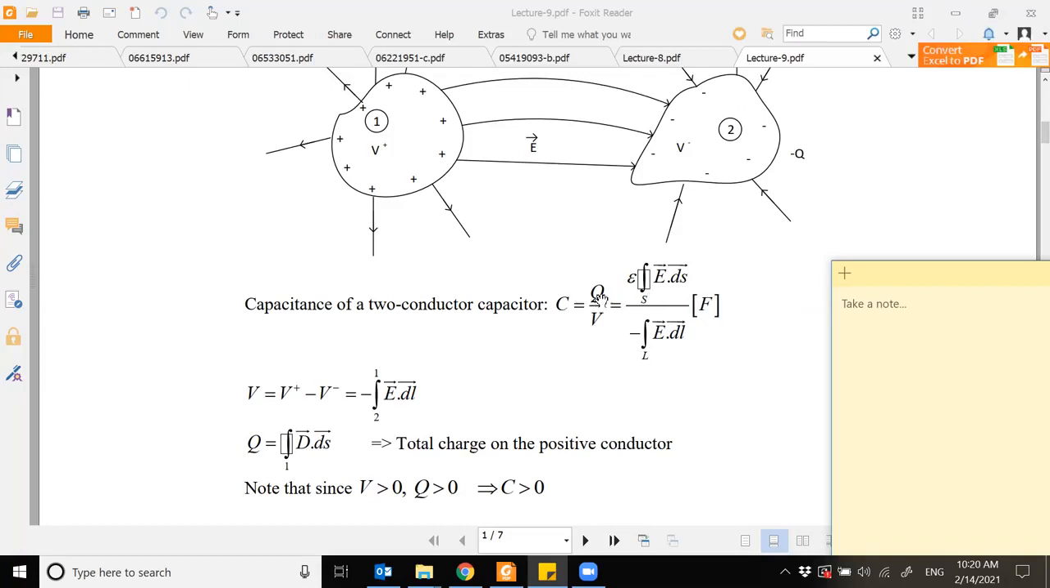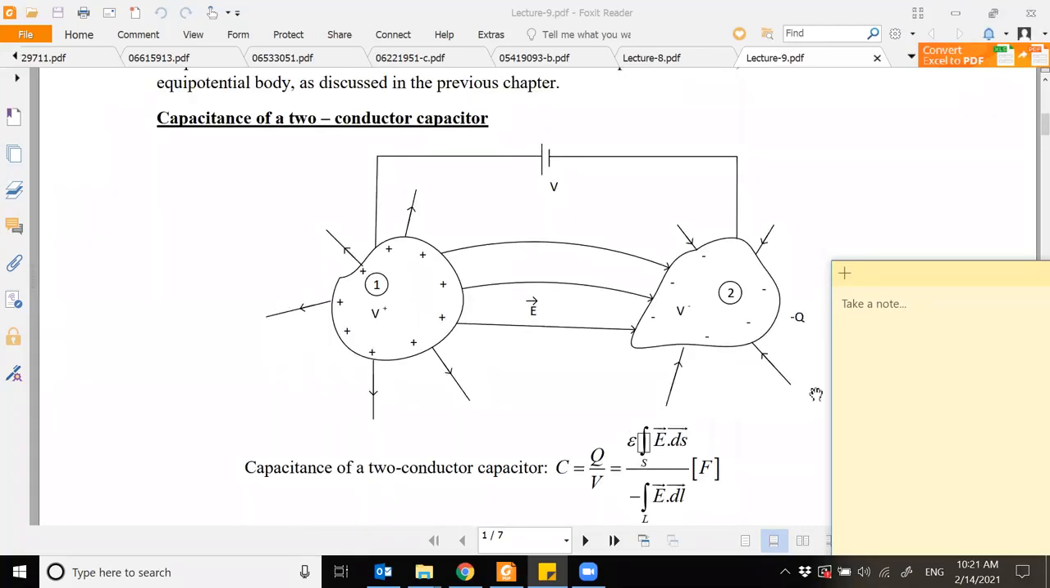Okay. So I'm replacing Q with this, and I'm replacing the potential difference with our definition, which is minus integral over L of E bar dot dl. So this is the general expression for finding the capacitance of any type of two-conductor capacitor. That's why I'm putting it as a generalized one. They can take any shape.